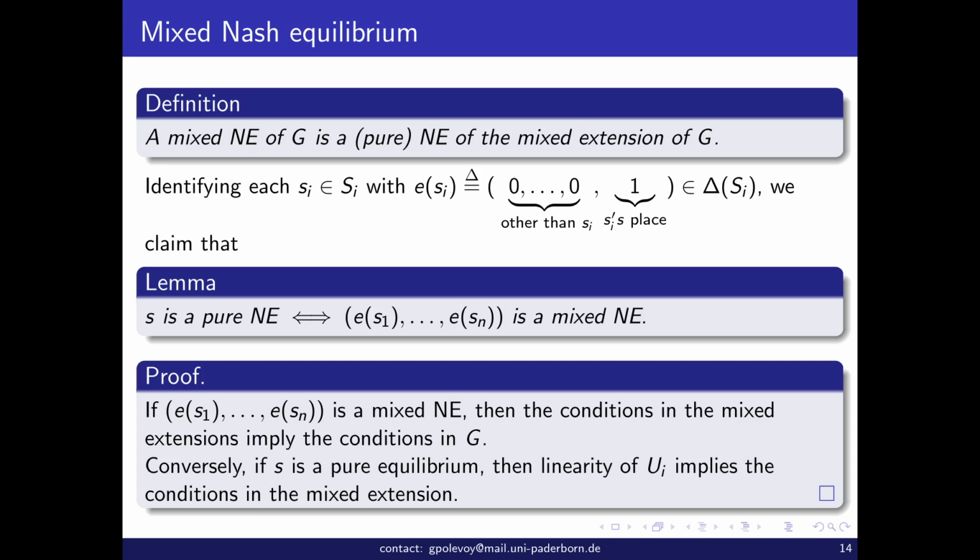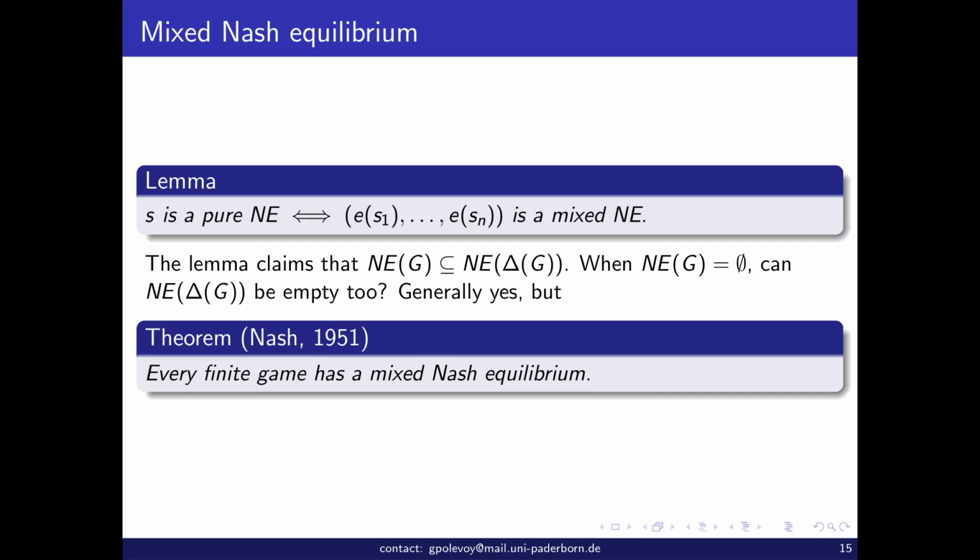And in the other direction, if you have a pure equilibrium, so a Nash equilibrium in the original game, then the linearity in the definition of the capital U_i, the new utilities, implies that the conditions for mixed equilibrium also hold. Okay, so having proved that an equilibrium in the original game is an equilibrium if and only if it's also an equilibrium in the mixed extension, we have basically shown that all the original equilibria are preserved in the new game.